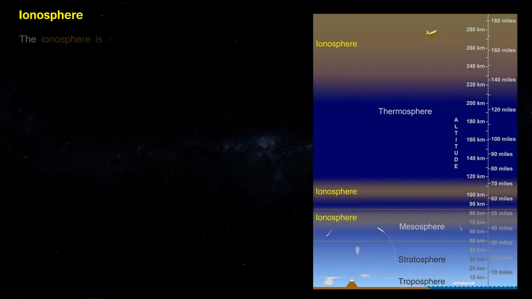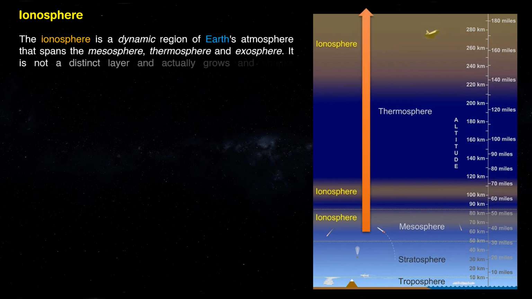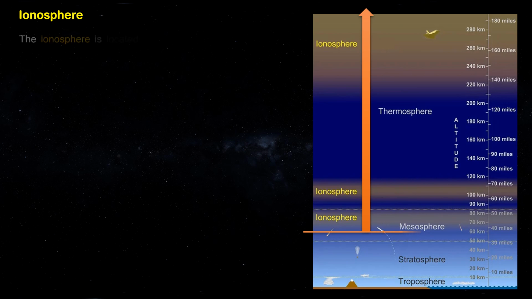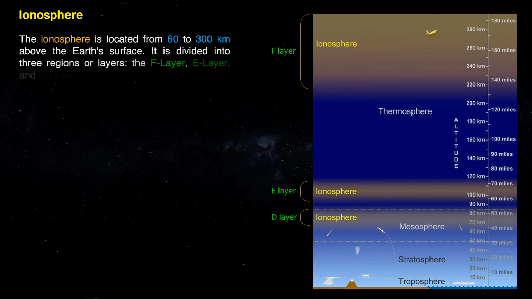The ionosphere is a dynamic region of Earth's atmosphere that spans the mesosphere, thermosphere, and exosphere. It is not a distinct layer and actually grows and shrinks depending on how much energy it is absorbing from the Sun. The ionosphere is located from 60 to 300 kilometers above the Earth's surface. It is divided into three regions or layers: the F layer, E layer, and D layer.